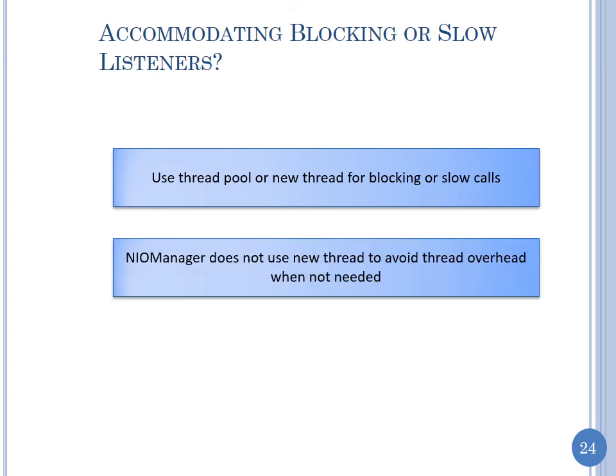So by default, we want to keep the number of threads as low as possible. So the NIO manager does not use a new thread to avoid thread overhead when not needed. Okay, so that's the sort of compromise. And you can argue about what is usual and what is not usual. Okay, and this I'm just using my instincts here.